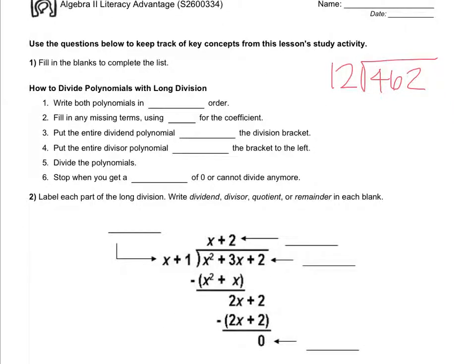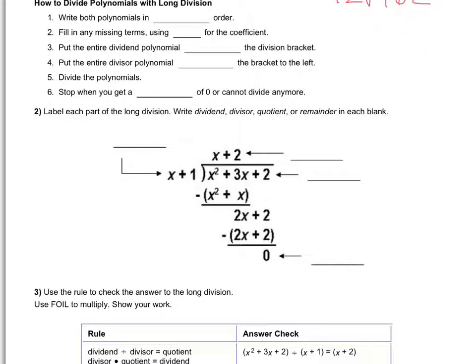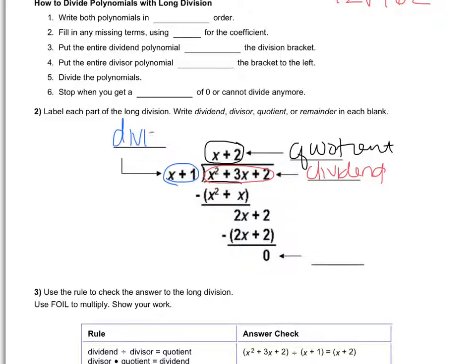When you have a polynomial, let's begin down here with our vocabulary. This part up here is called the quotient. And this part is called the dividend. This out here is called the divisor. And this down here is called the remainder.